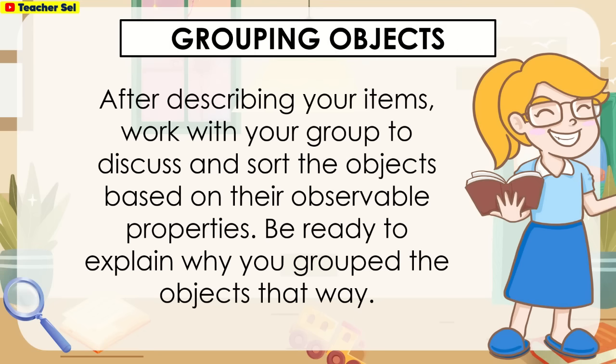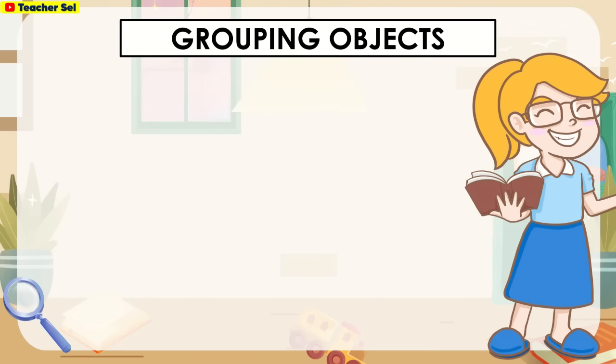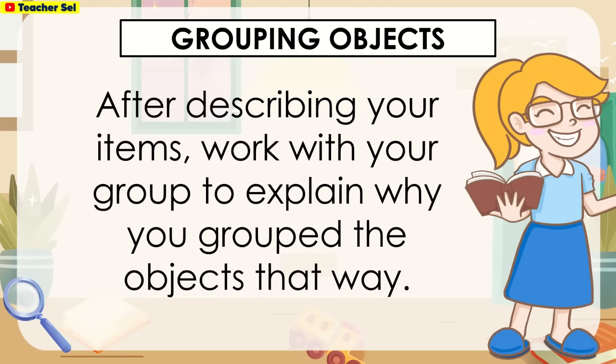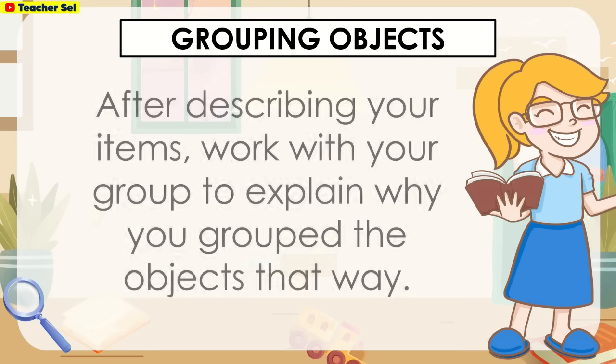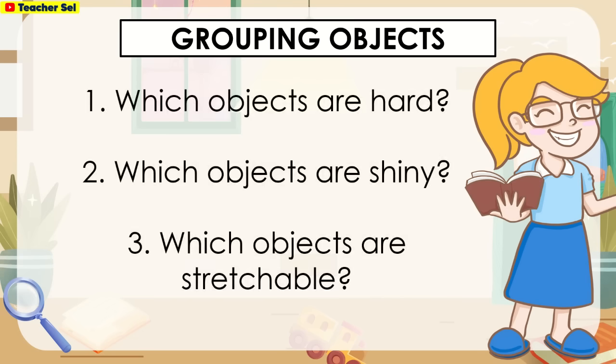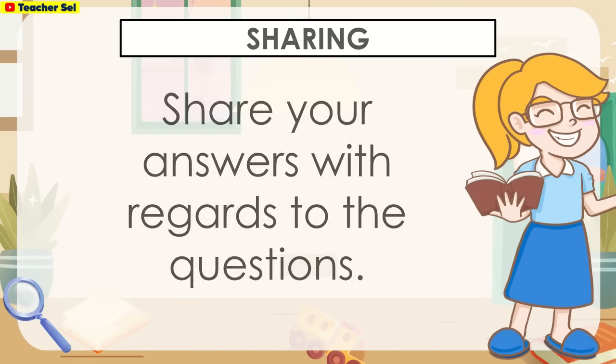For grouping objects, after describing your items, work with your group to discuss and sort the objects based on their observable properties. Be ready to explain why you grouped the objects that way. Which objects are hard? Which objects are shiny? Which objects are stretchable? Share your answers with regards to the questions.